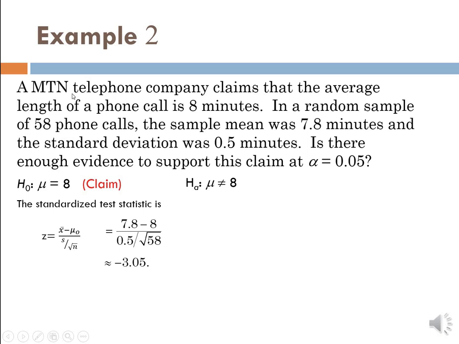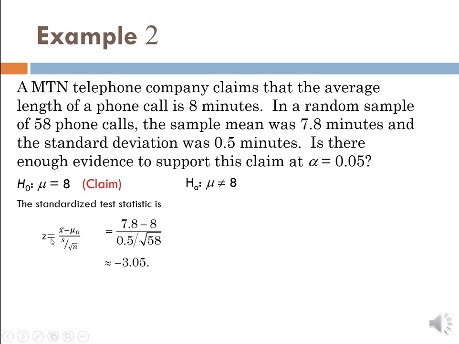Now, what is the claim? The claim of the telephone company is the average length of phone call is 8 minutes. So we write mu is 8 minutes, and the opposite statement will be mu is not equal to 8 minutes. Then since the first statement has the equal sign, it is the null, as the claim is the null, and the alternate is the not equal to statement. Second step, of course, is to state your alpha level.